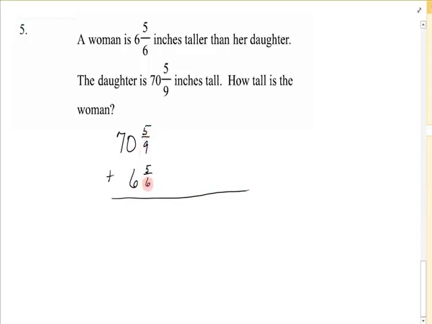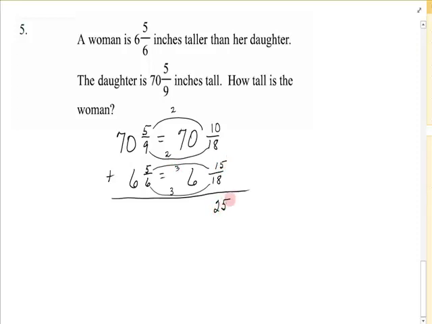The common denominator for 9 and 6 is 18. That's a multiple of 9, and it is the least one, so the common denominator is 18. This will be 70 and some 18ths. This will be 6 and some 18ths. 9 goes into 18 2 times. 2 times 5 is 10. 6 goes into 18 3 times. And 3 times 5 is 15. When I add those, I get 25/18. I add these, and I get 76.